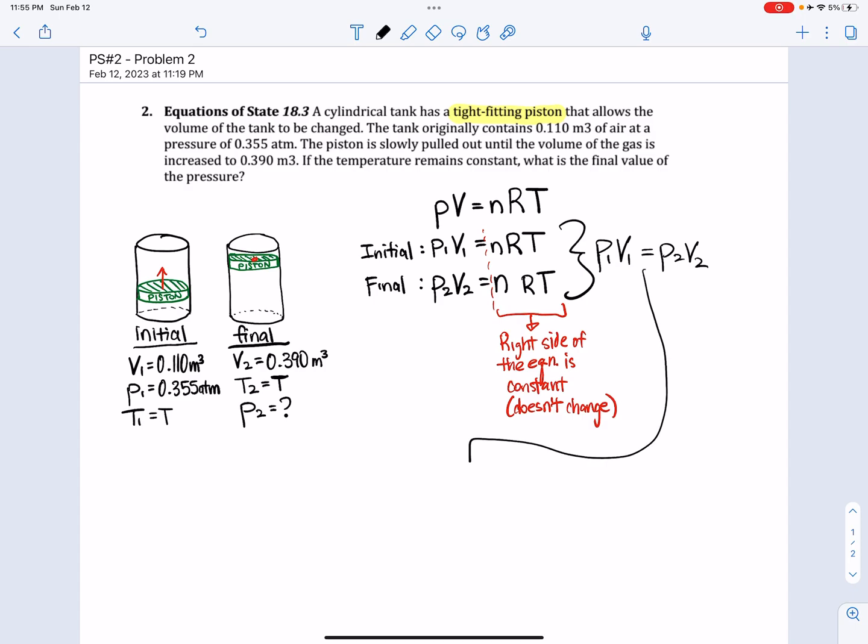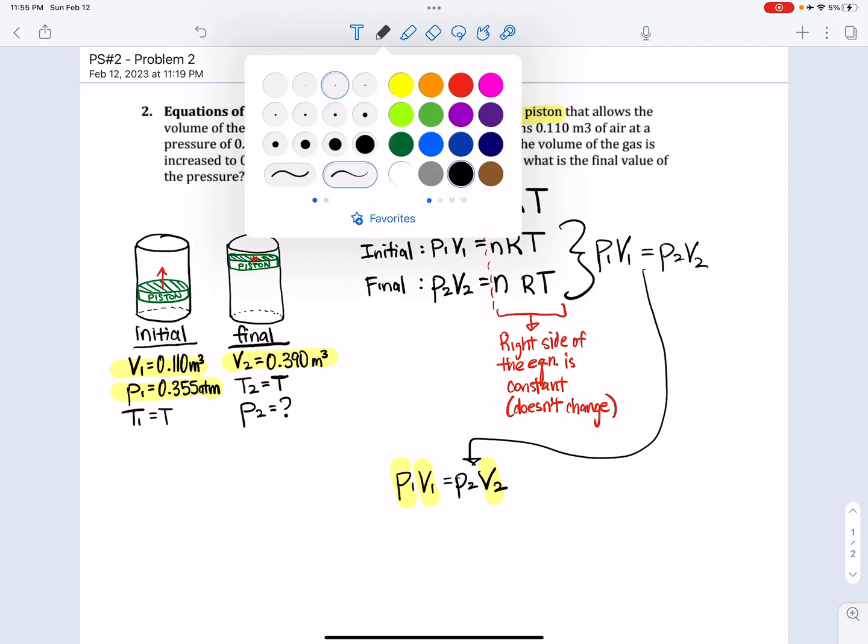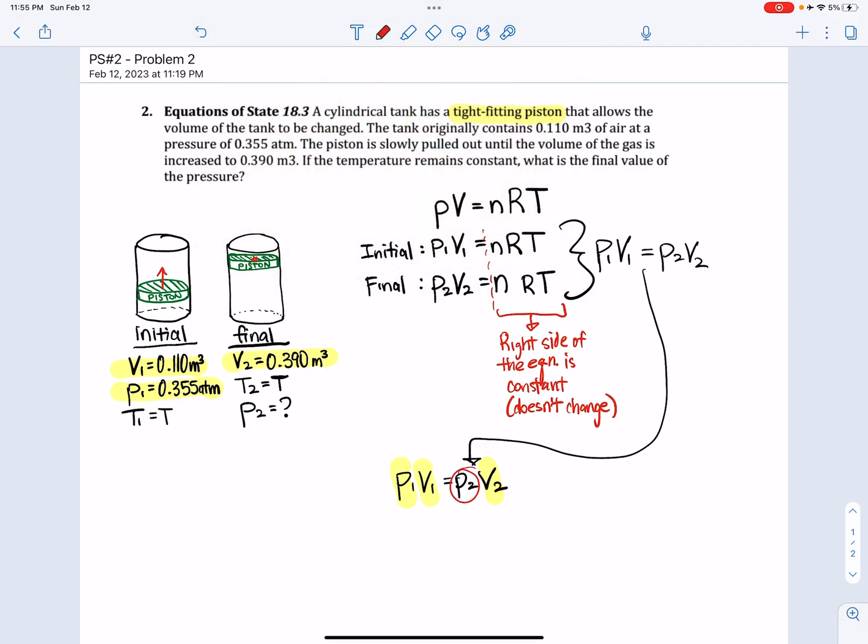So I could just plug that in. P1 V1 equals P2 V2. And I am given the value for V1, so I know this. I'm given the value for P1, so I know this. And I'm given the value for V2, and I know that. And I am looking for P2, so I can solve for P2, right? Rearranging this, I would get P2 is equal to P1 V1 over V2.